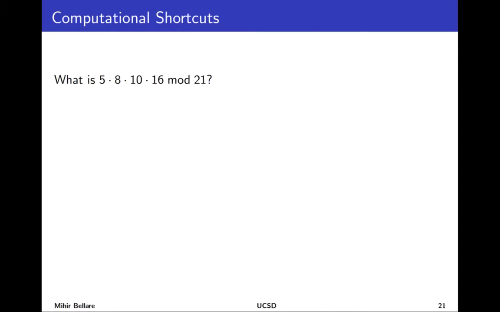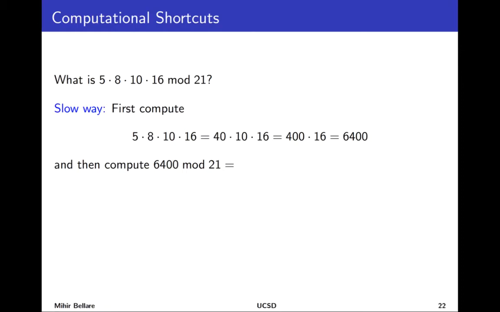take the result mod 21. Well, naively, how would you do this? You would multiply all of them, and that could take a little bit. Maybe you'd need a calculator, but 8 times 5 is 40, times 10 is 400, then you have to do 400 times 16, and it turns out the result is 6400. And then finally you would compute that mod 21.